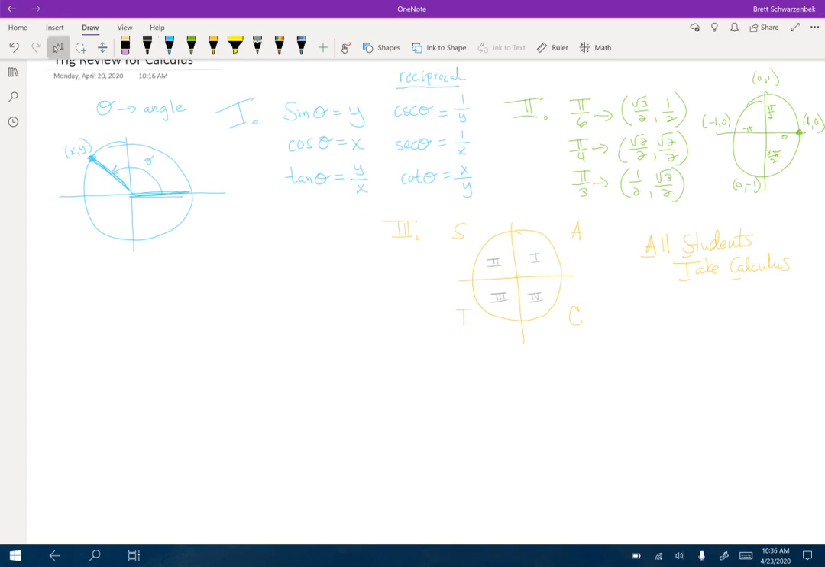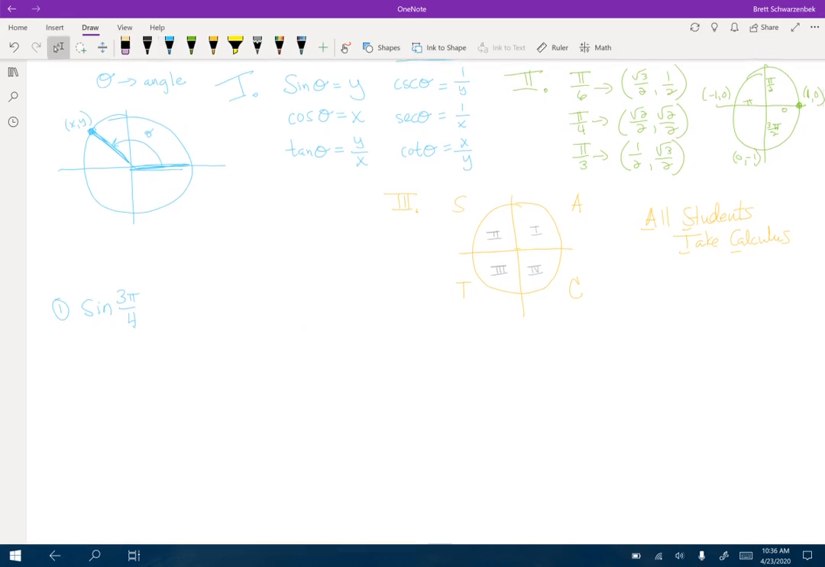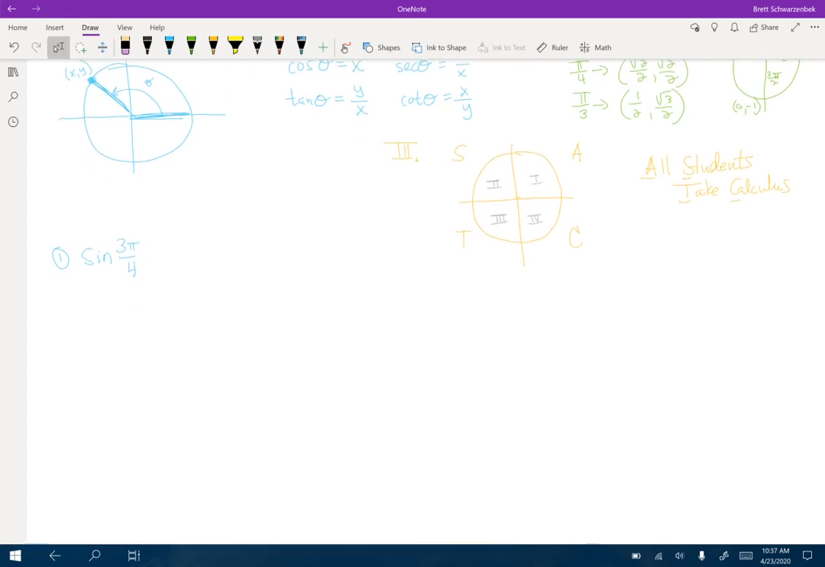Okay, so let's go back to that problem that I was talking about in the beginning, sine of 3 pi over 4. How exactly would we evaluate this without using a calculator? Because you won't have a calculator to do this on an exam. So this is something you need to be able to just immediately find. And no, you do not want to convert this to degrees. That's not the way to do it.